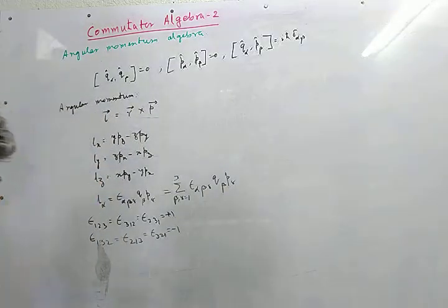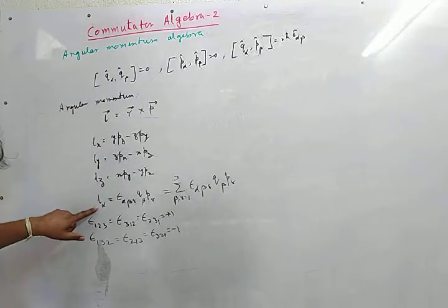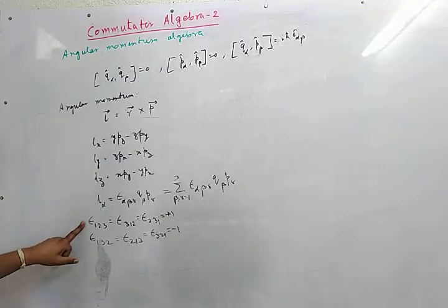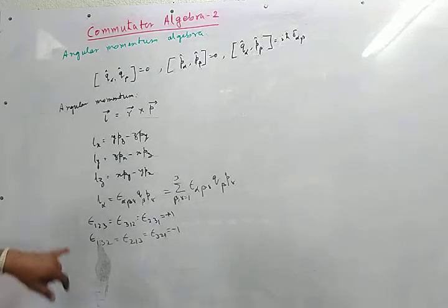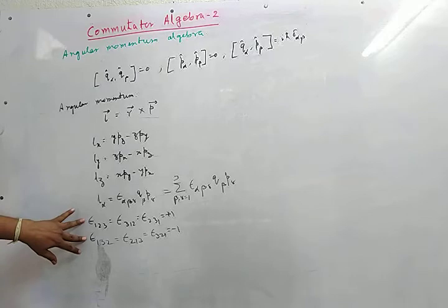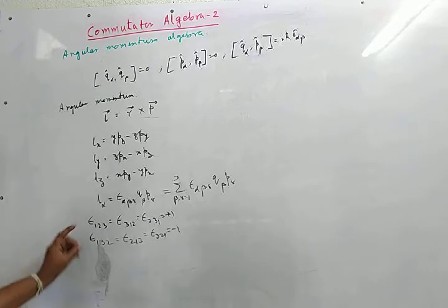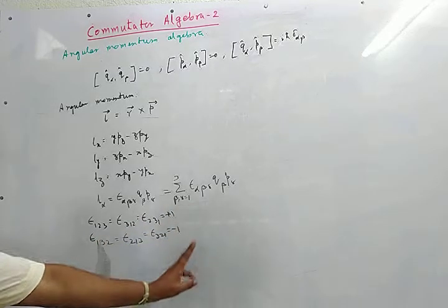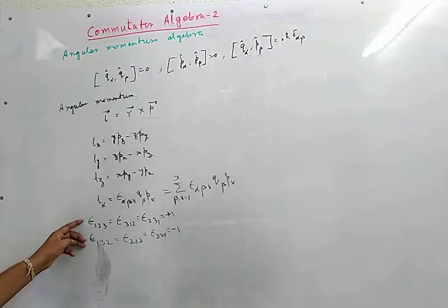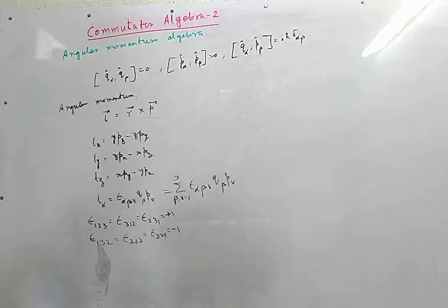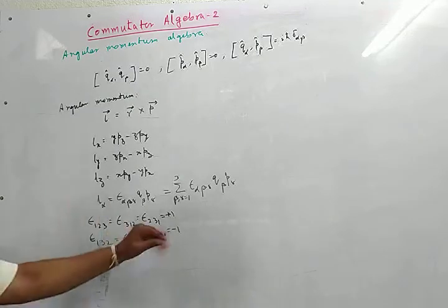So the combination, if we consider alpha is equal to x, there are altogether 27 components of epsilon ijk, the Levi-Civita tensor in 3D for 3 indices. Only 6 of them have distinct indices and are non-zero, and epsilons having repeated indices are 0. So there are 21 zeros altogether.